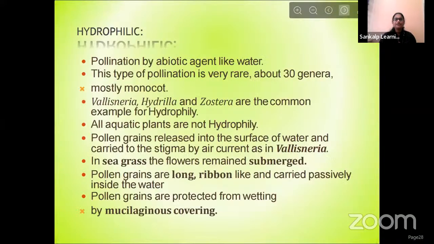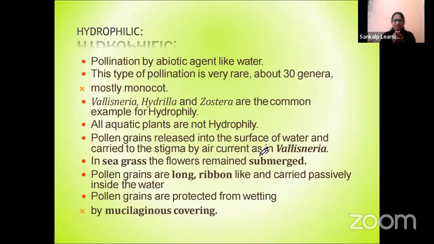Next we have hydrophily. As the name suggests, if pollination occurs by water, it is called hydrophily. You can see it in aquatic plants like Vallisneria, Hydrilla, Zostera. Okay guys, here pollen grains are released onto the surface of water and carried to the stigma. In the plant Vallisneria, pollen grains are released on the water surface, float along, and attach to the stigma.